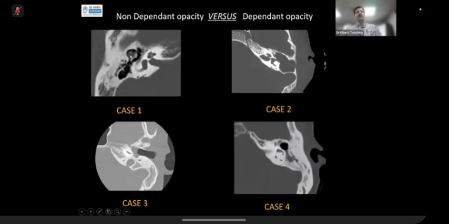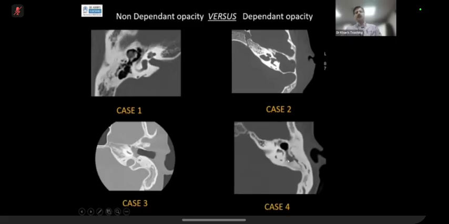This is the Prussak space. We are at the level of the epitympanum. This is the head of the malleus, and this is the incus. And this thing is eroding it. This is a classical pars flaccida cholesteatoma, exam cholesteatoma on an axial slice.